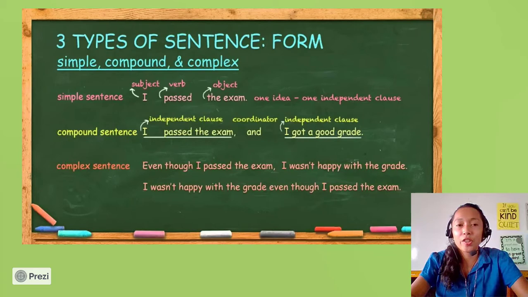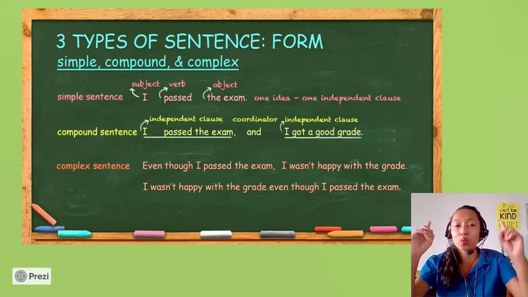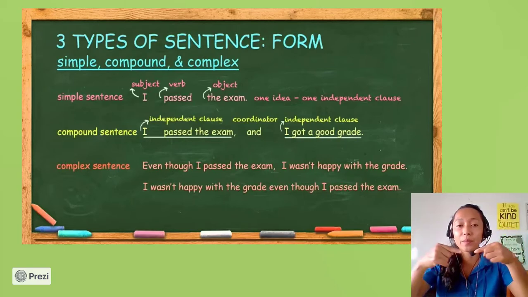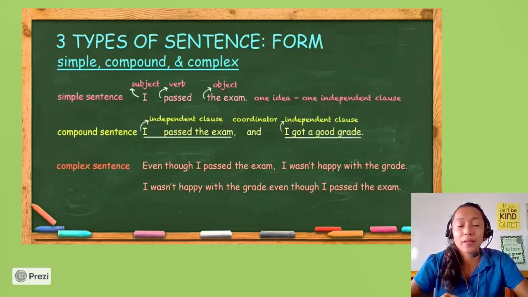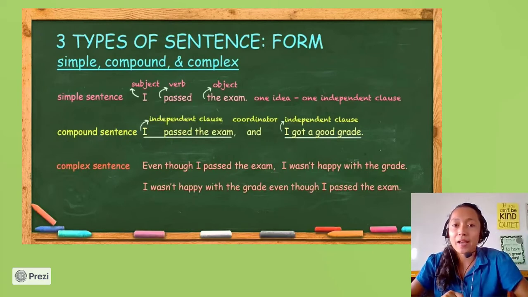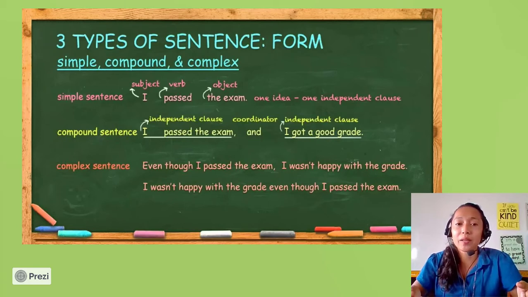Compound sentences, on the other hand, have two independent clauses. That means that they have two sentences that can stand alone and are being put together by what we call a coordinating conjunction along with a comma. Sometimes these compound sentences have two independent clauses being put together also by a semicolon.